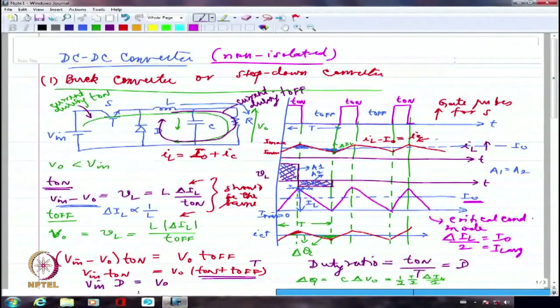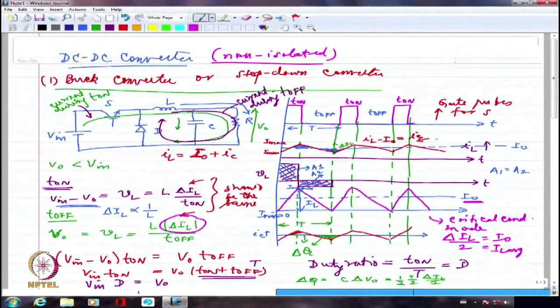Right? So normally the current ripple is maximum when the duty ratio is 0.5. That is actually the worst condition of current ripple. This can be proven if you try to take probably one of these expressions, either delta IL equal to V naught multiplied by T off by L, or if you try to write V in minus V naught equal to L delta IL by T on. So there also you have an expression for delta IL. So when will delta IL be maximum? V naught can be written as V in multiplied by D.